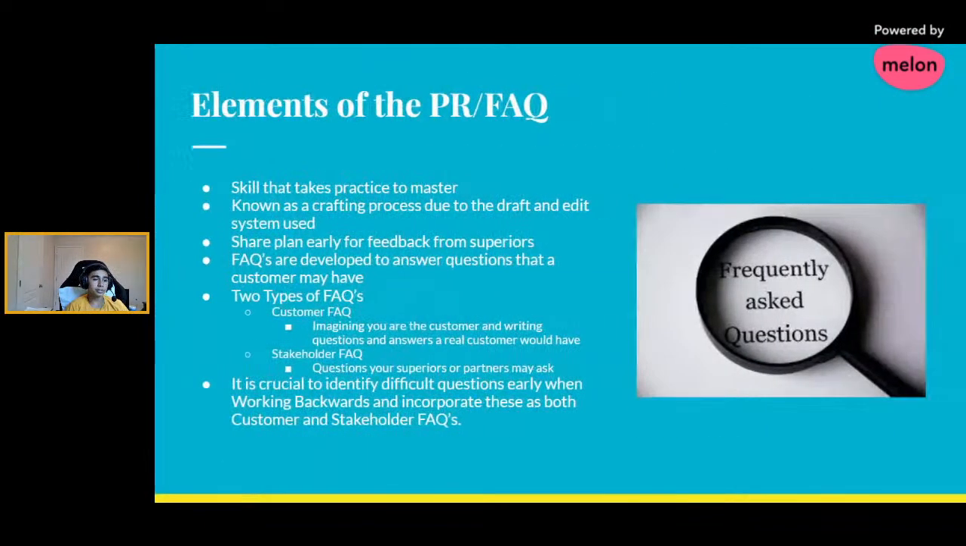And there are certain elements of the PRFAQ. The PRFAQ is a skill that takes practice to master, and there's something known as a crafting process due to the draft and edit system used. Like writing an essay, there's a crafting process to that. You want to share the plan early for feedback from superiors so that you can improve it.